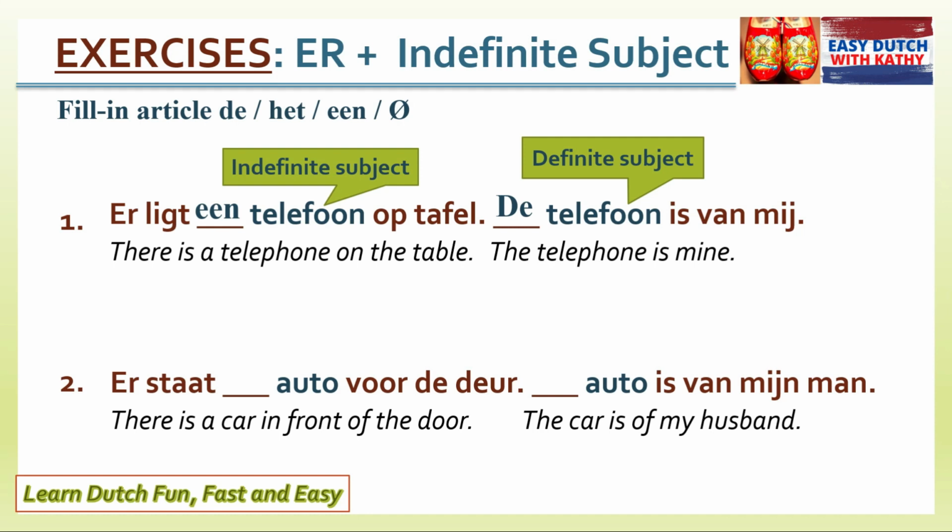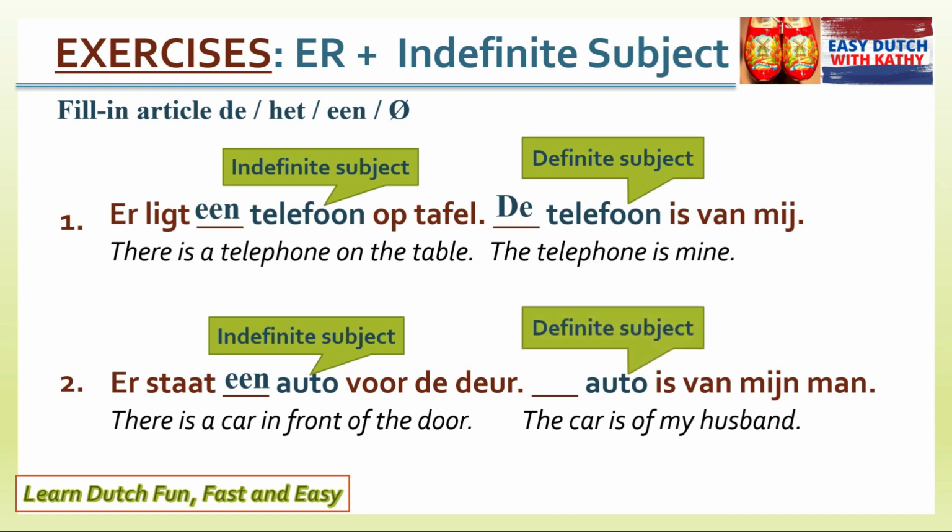It is quite similar to example number 1. The auto here is mentioned for the first time and is mentioned in general. And we also have "een" in singular, it means one car. So auto here is the indefinite subject with article "een". And the second auto in the second sentence is a definite subject and auto goes with article "de". So our complete sentences are: Er staat een auto voor de deur. De auto is van mijn man.